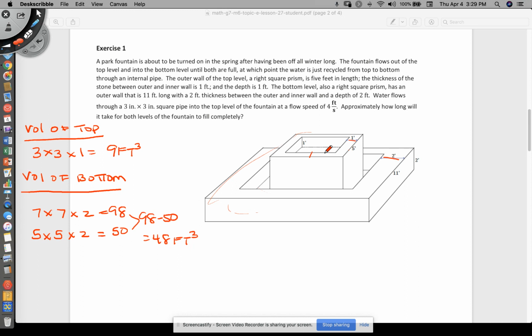Now, if we take this answer up here, we say 9 plus our answer here of 48. We add those together, we get a grand total of 57 cubic feet.